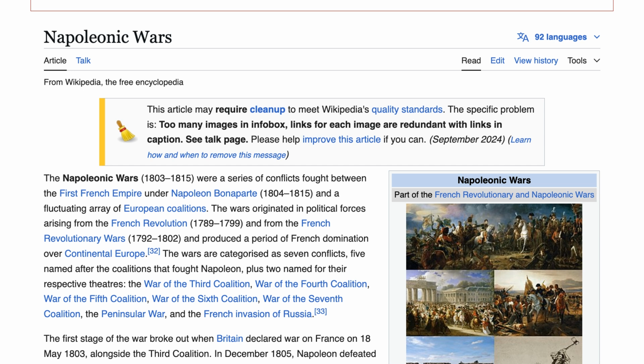The first stage of the war broke out when Britain declared war on France on 18 May 1803, alongside the Third Coalition. In December 1805, Napoleon defeated the allied Russo-Austrian army at Austerlitz, thus forcing Austria to make peace. Concerned about increasing French power, Prussia led the creation of the Fourth Coalition, which resumed war in October 1806. Napoleon soon defeated the Prussians at Jena-Auerstedt and the Russians at Friedland, bringing an uneasy peace to the continent.